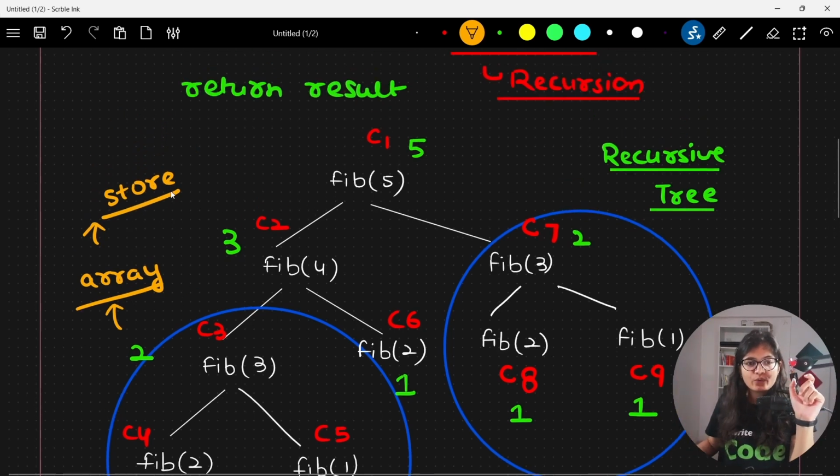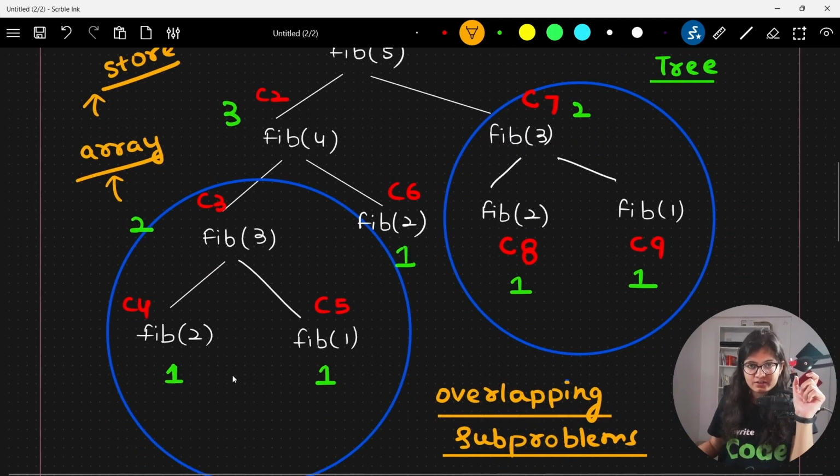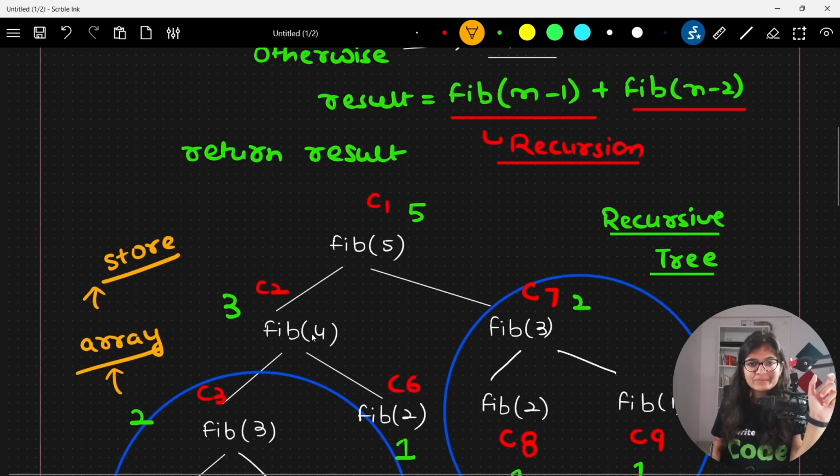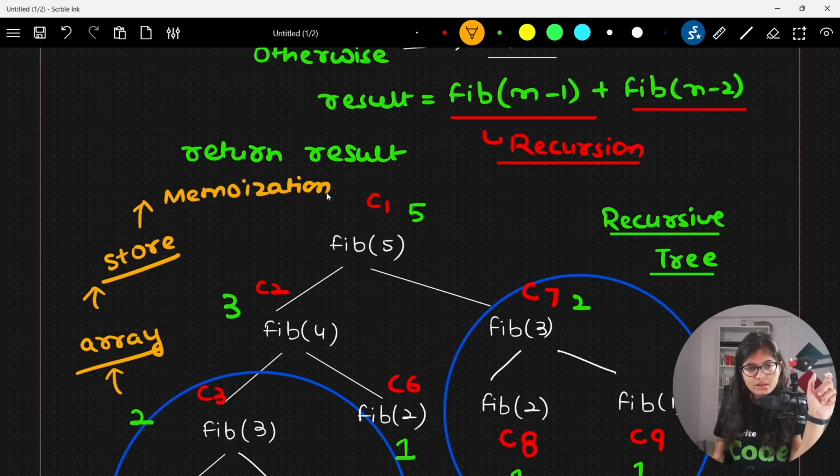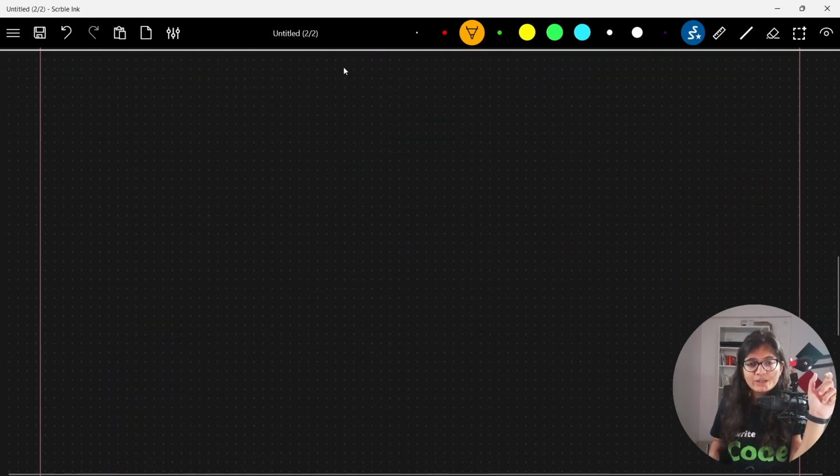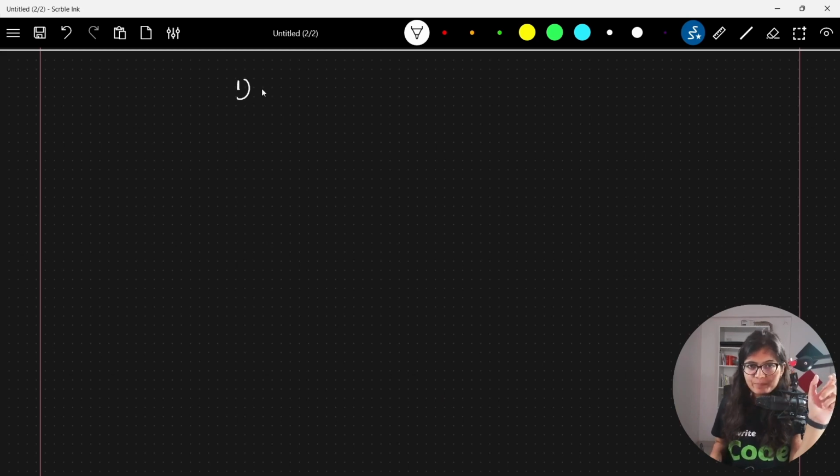This approach, where I store the result of the recursive subtree in some sort of array, is called the memoization approach in dynamic programming. So here we are trying to solve the problem using recursion only. Inside that, we store the results side by side.